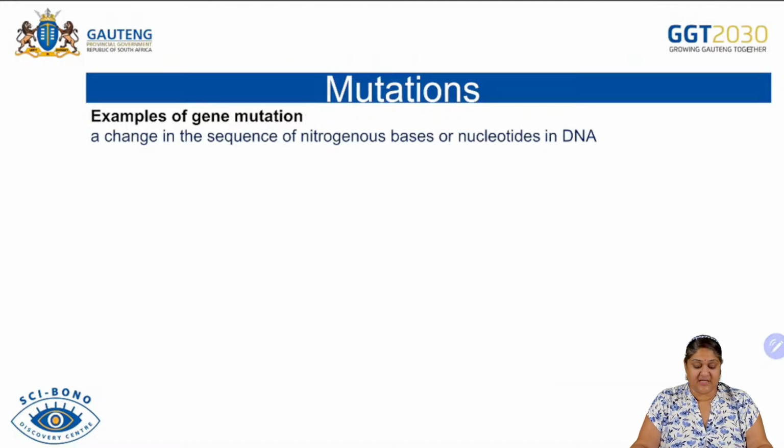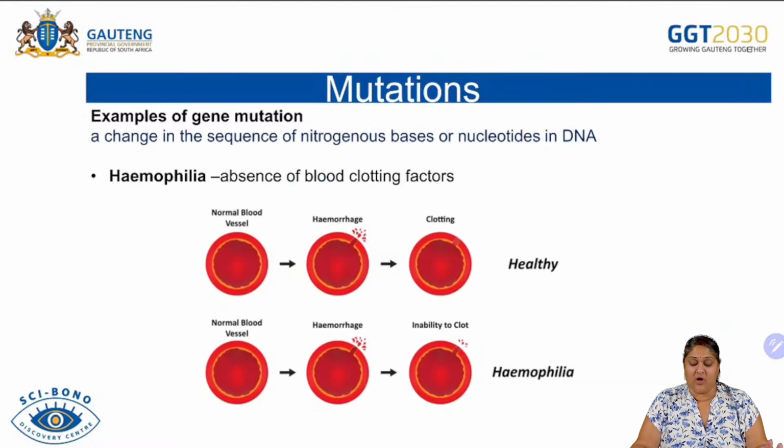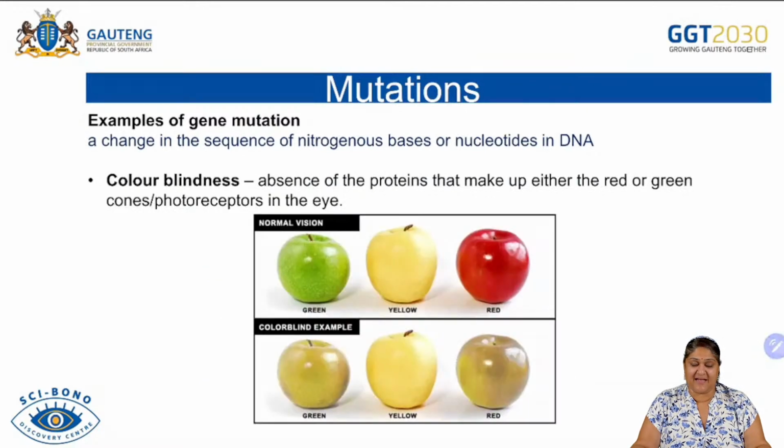Now, what are the examples of mutations? We've got the gene mutation, right? We spoke about it. It's a change in the sequence of the nitrogenous bases or nucleotides in DNA. And we have one example, which is hemophilia over here. We did it in detail earlier in the last session, so we're not going to go through it again. But you need to know that there are two examples of a gene mutation, hemophilia and color blindness.